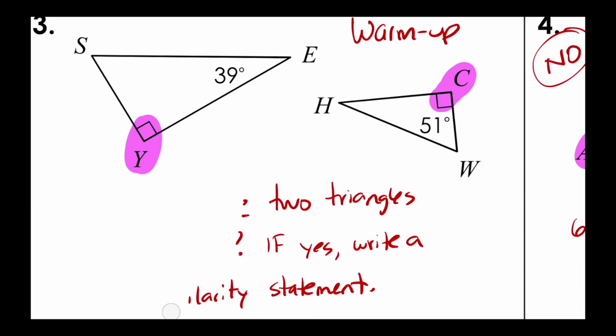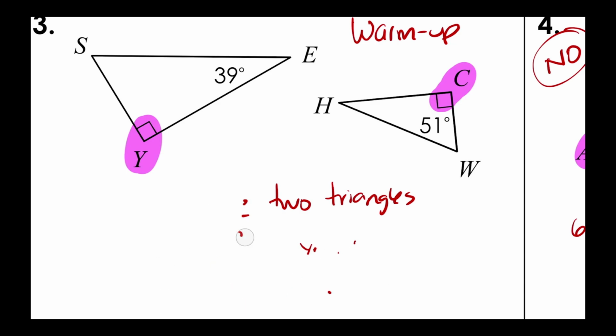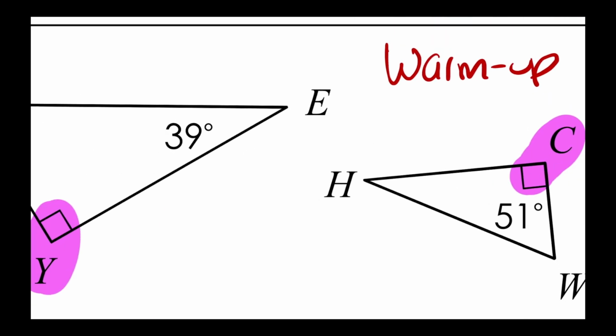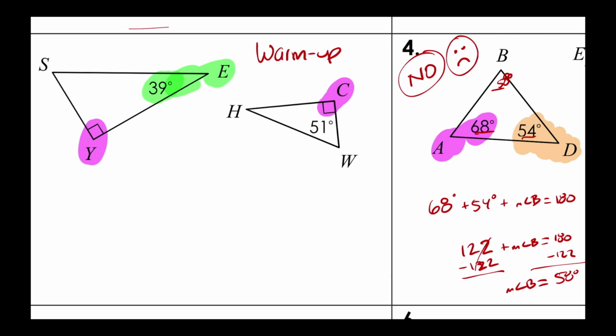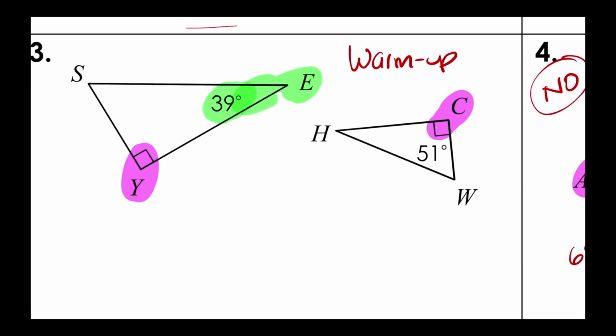Let me erase these. So we don't have two pairs, and some of you looked and said, nope, E is 39, and W is 51. It's something else, so I've colored it a different color. They're not equal. So if you stopped there and said, nope, you had to do one more step.